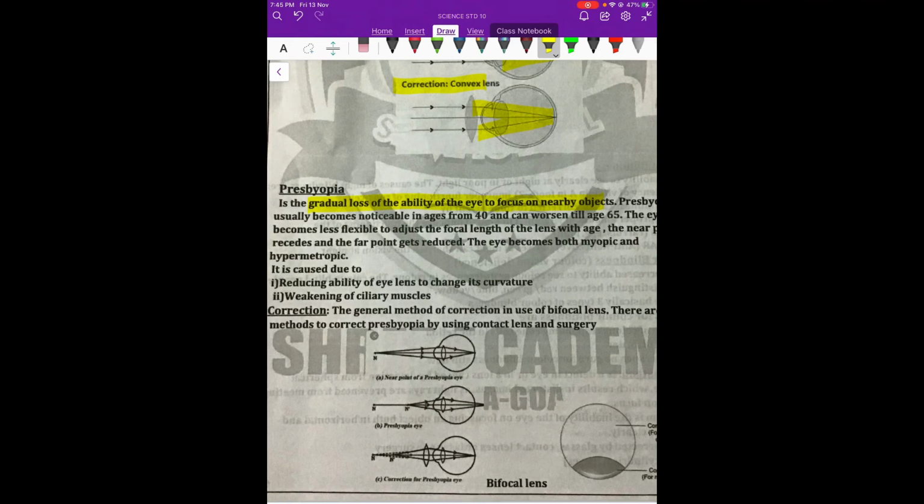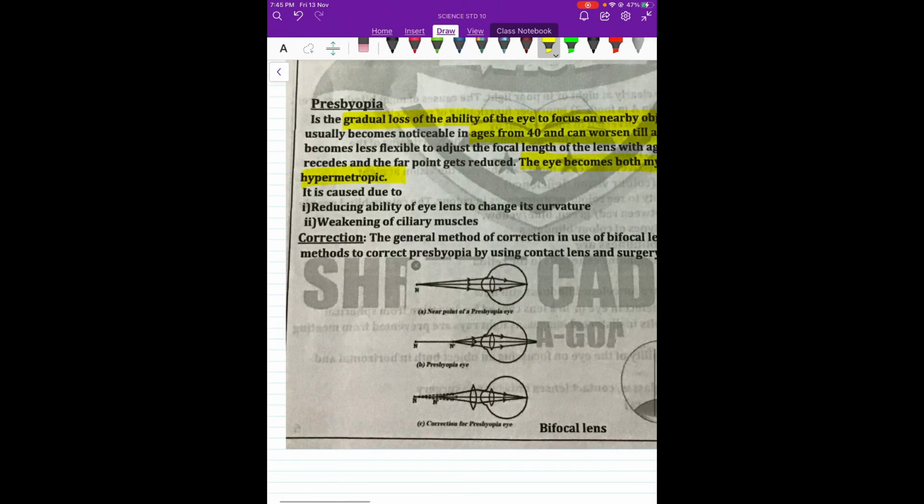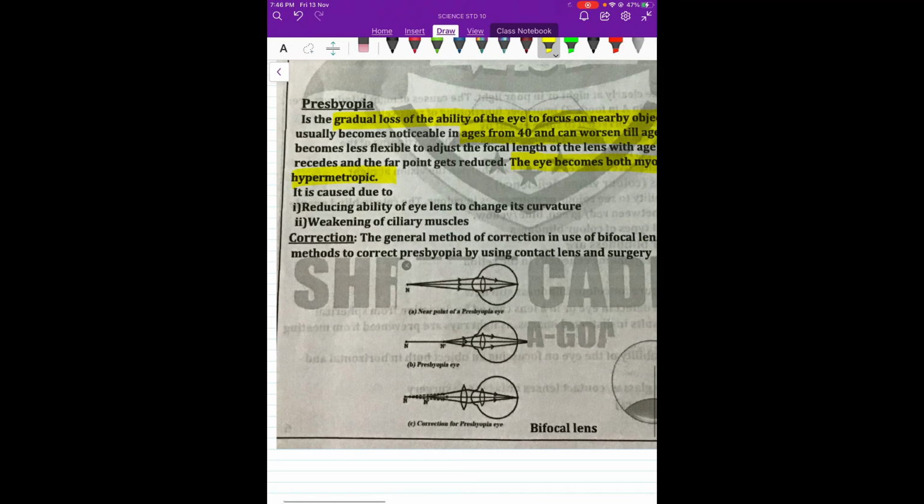Now this generally starts from the age of 40, and after the age of 65 it becomes very difficult because the ciliary muscles have become very weak and are not able to adjust the focal length so that objects come into focus and can be seen sharply. Then the eye will become both myopic and hypermetropic. Both things can happen at a time.